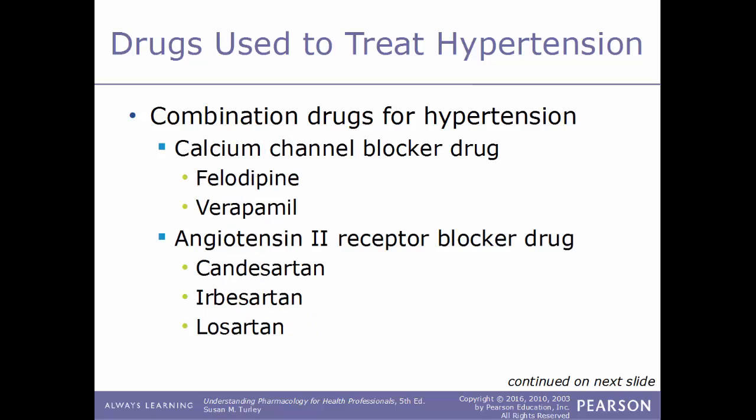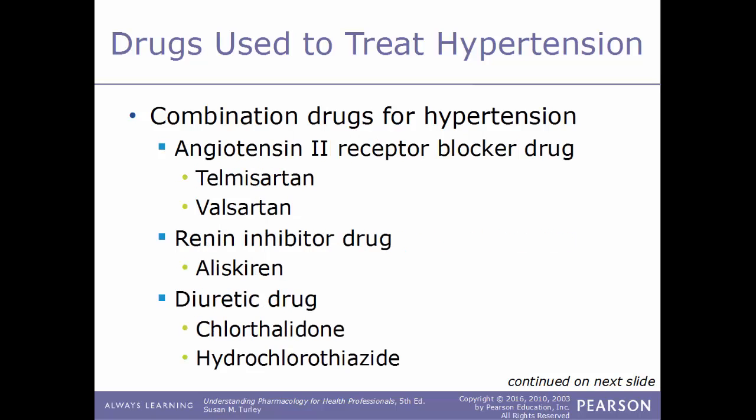Other combinations may include calcium channel blockers, such as felodipine or verapamil. You could also see angiotensin 2 receptor blocker drugs used, candesartan, irbesartan, losartan, for examples. You could also see telmisartan, valsartan as other examples of angiotensin 2 receptor blockers. You can see the renin inhibitor drug aliskiren. You may have a diuretic drug used, such as chlorthalidone or hydrochlorothiazide.